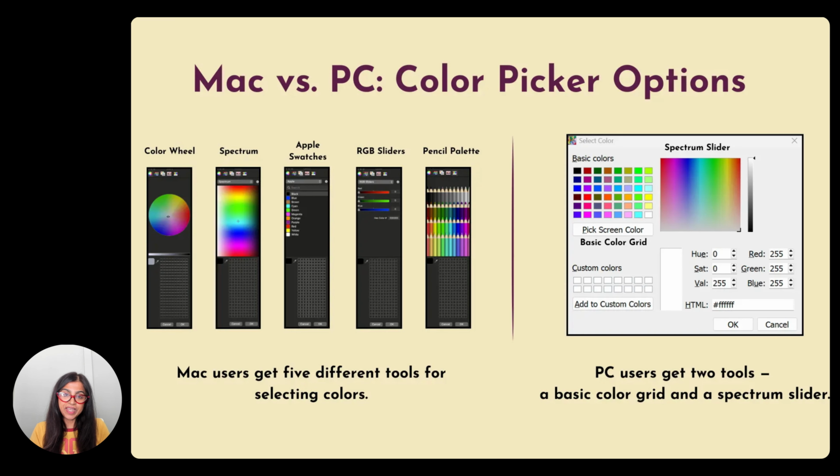I did want to point out on a Mac, there's a few ways you can customize your colors. You can go with the color wheel for a painter's palette type of feeling, the spectrum for a full rainbow swipe, the Apple swatches for quick pre-made colors, and the RGB sliders if you want to dial in on an exact shade. Just pick your favorite method, hit OK, and your chart will instantly reflect your new color choice.